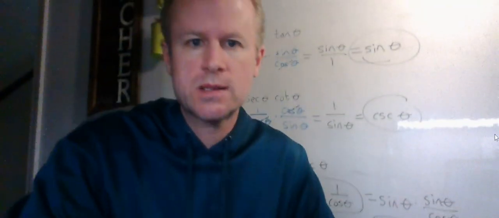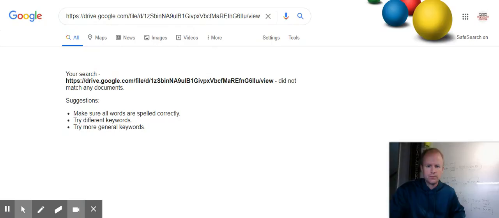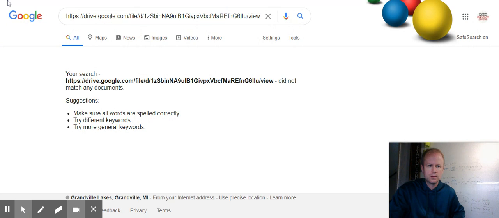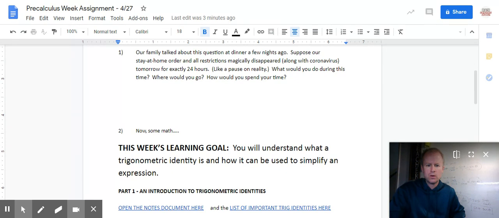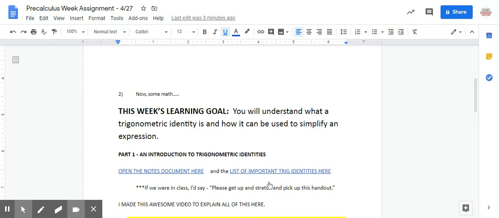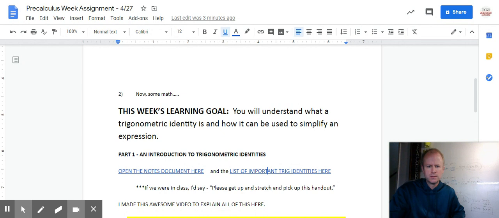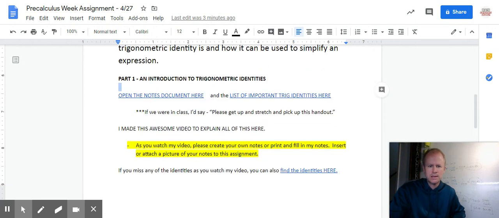So what you're going to do next is I provided you a list of basic trig identities. So if you go back to your assignment, which we'll do right now, 1 second. So within your assignment, when you go next to the note sheet, there's a list of important trig identities. So if you click on that, that list of identities has several identities that we are going to use.